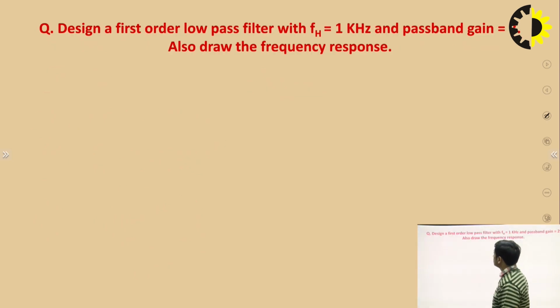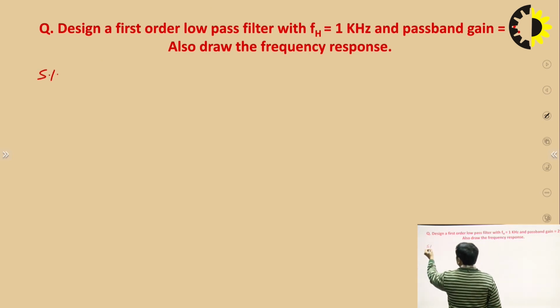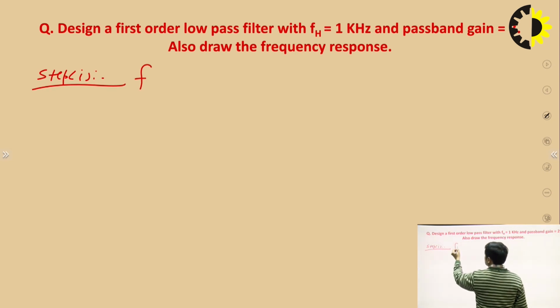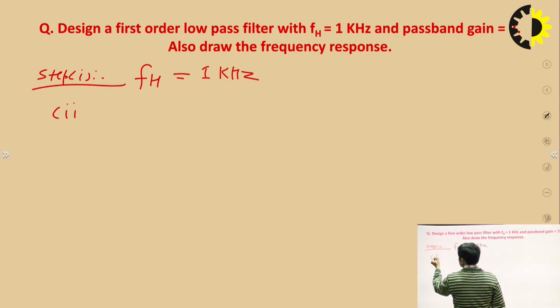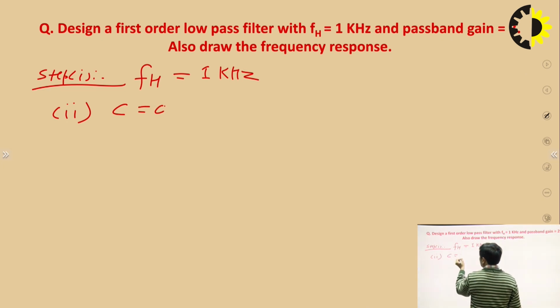Now let's do one numerical: design a first order low pass filter with FH 1 kilohertz and pass band gain 2, and draw the frequency response also. Fine. Step 1, mention the cutoff frequency. In the question it is given, FH is equal to 1 kilohertz. Step 2 is to take some value of C. Let's say C is equal to 0.01 microfarad.